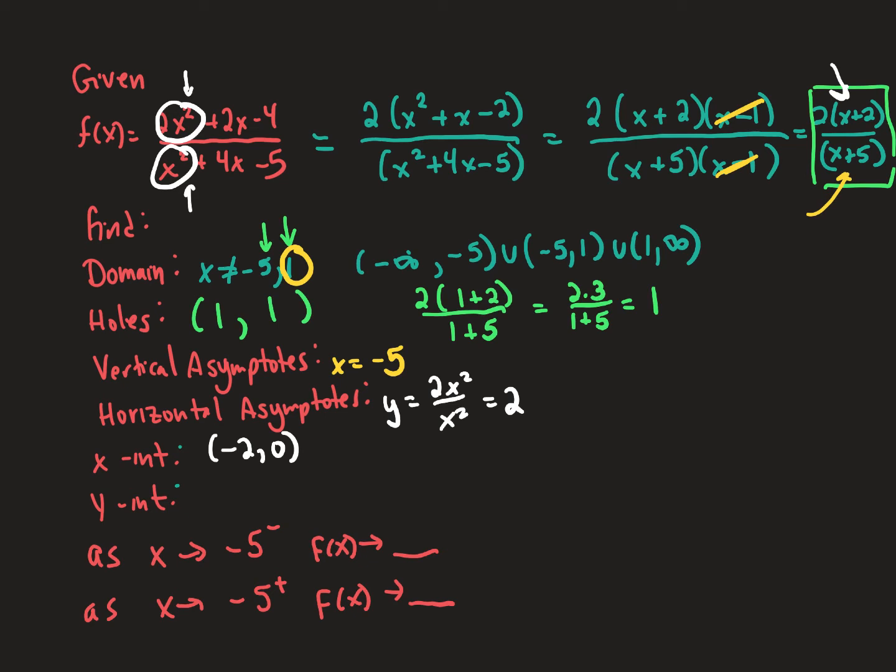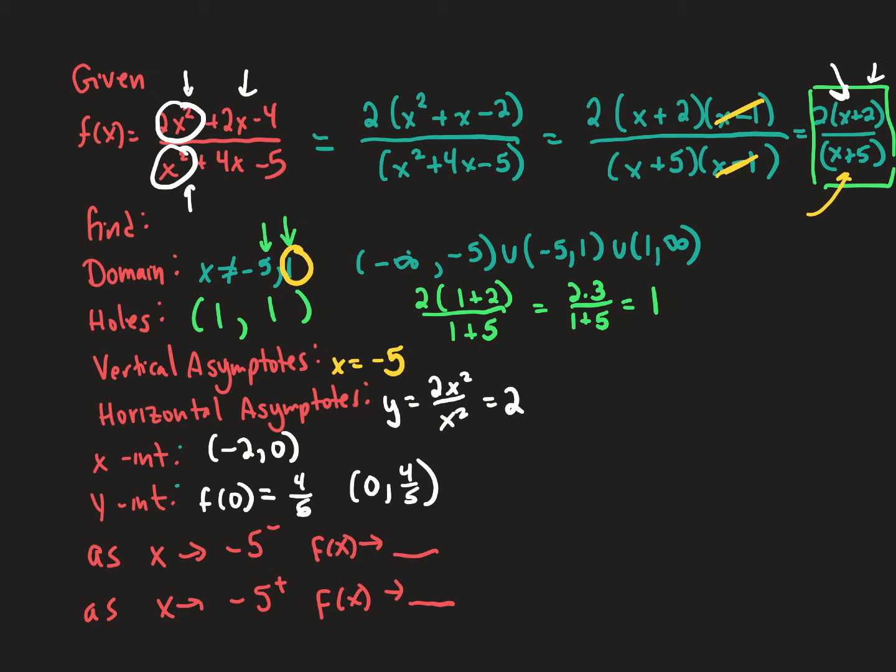The y-intercept, we can just plug in 0 for the x value. Now you can do this any place. You can do it in the original, you can do it in my final. It doesn't really matter. It does the same thing. But that's going to give me 4 over 5, so I'm going to get (0, 4/5).